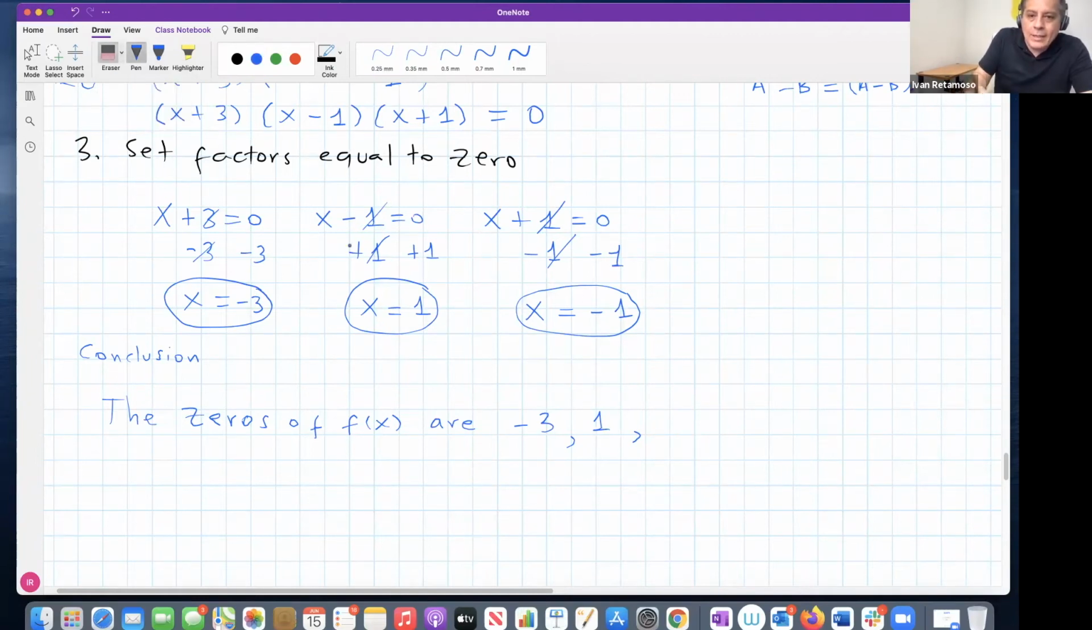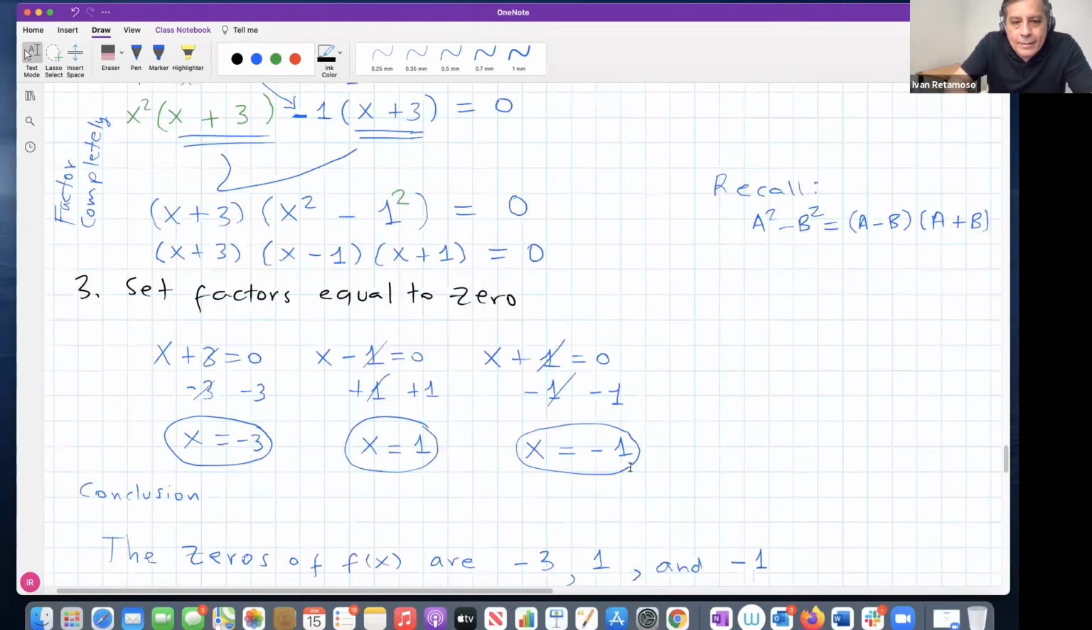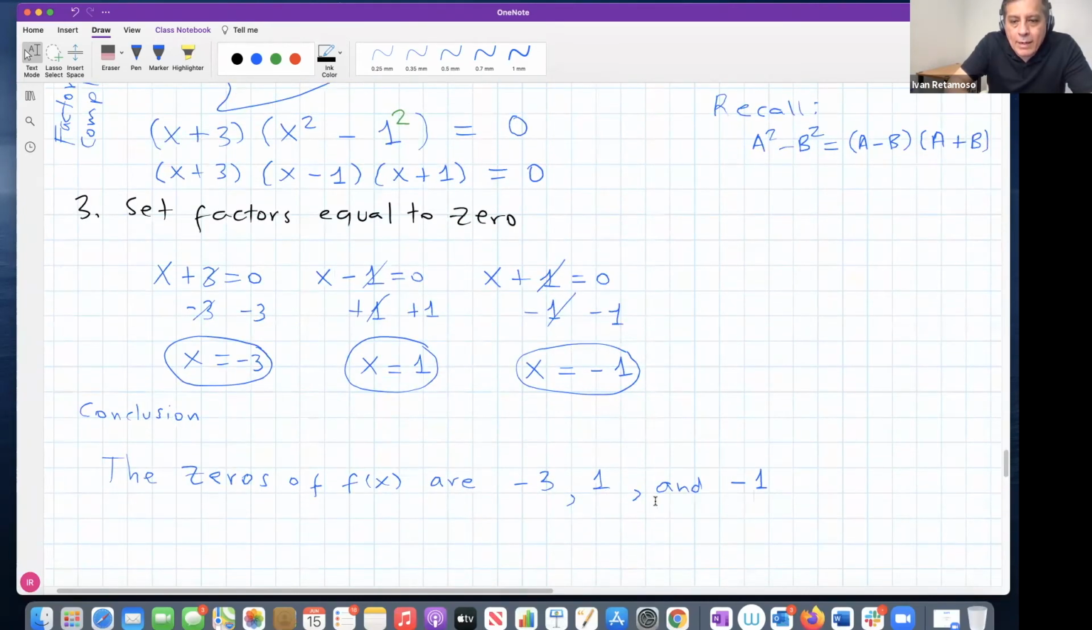It's tricky. The factorization requires factoring by grouping together with factoring the difference of two squares. So be careful there, guys. So now let me show you an example, right? One example. But before we go over an example, guys, I want to emphasize this again, right? These guys, -3, 1, and -1, they determine the x-intercepts.